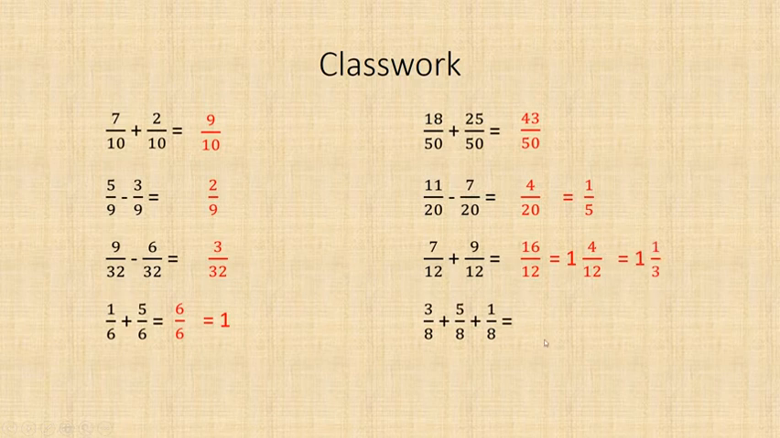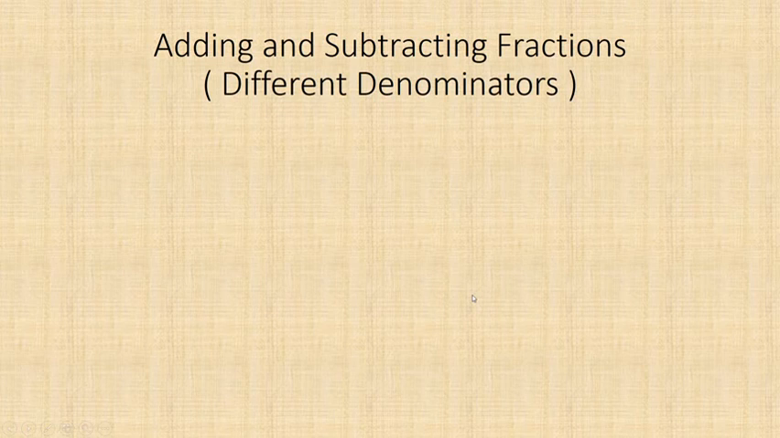Okay, look at this question. I have 3 fractions, so don't worry at all. Look at the denominators. Are they the same? Yes, so add the numerators no matter how many there are. So 3 plus 5 equals 8, plus 1 equals 9 over 8. 9 over 8 is an improper fraction, so change it into a mixed number, so it's going to be 1 and 1 over 8.